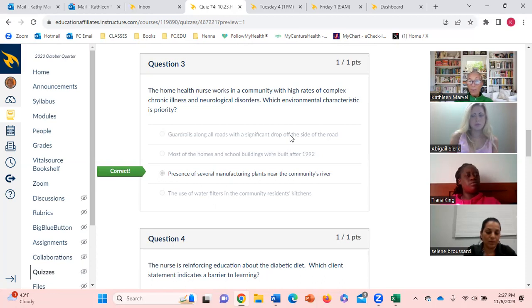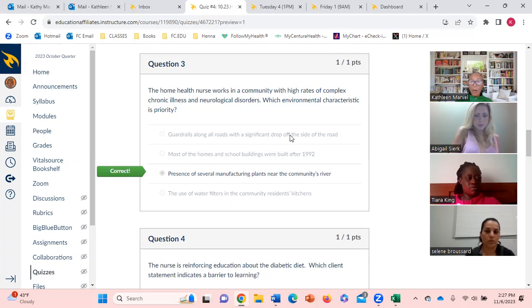Okay, A could be correct. Well, right, there's guardrails, but for accidents, okay. B, same, B, because the water sometimes has more pollution. Correct.